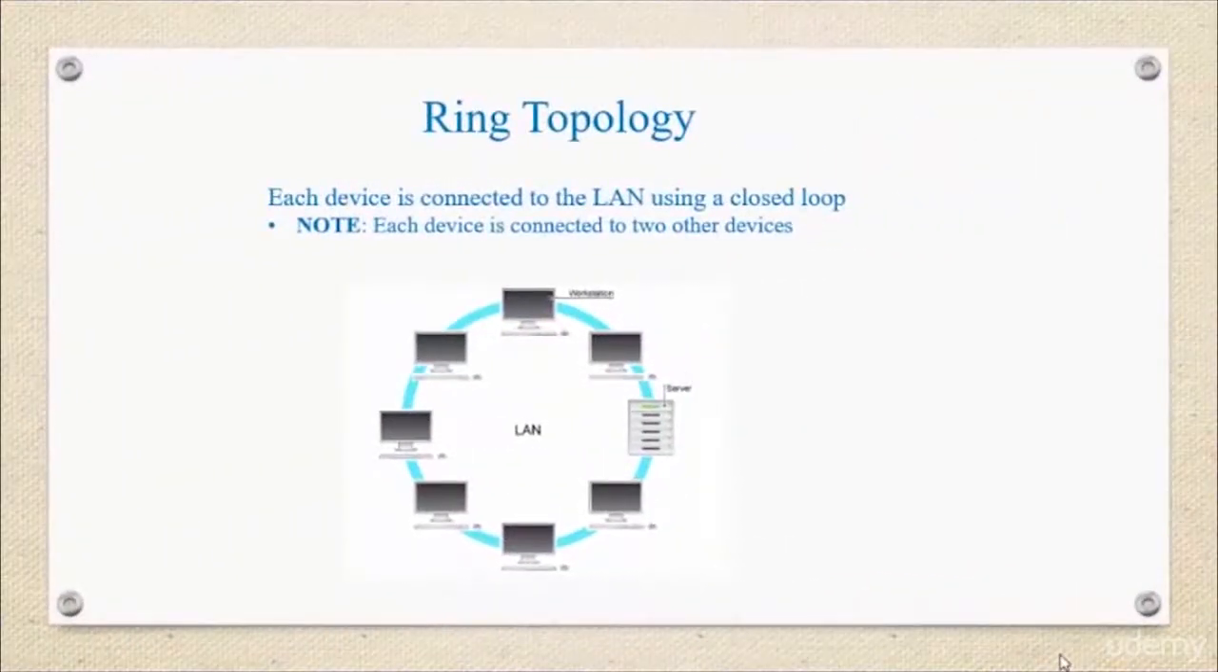Next, we have a ring topology. Now, each device in a ring topology is connected to another, and note that each device is actually connected to two other devices. So let's take a look at our example that I have below. If I have computer 1 here, it's connected to computer 7, but it's also connected to computer 2. And that's a pretty neat setup.